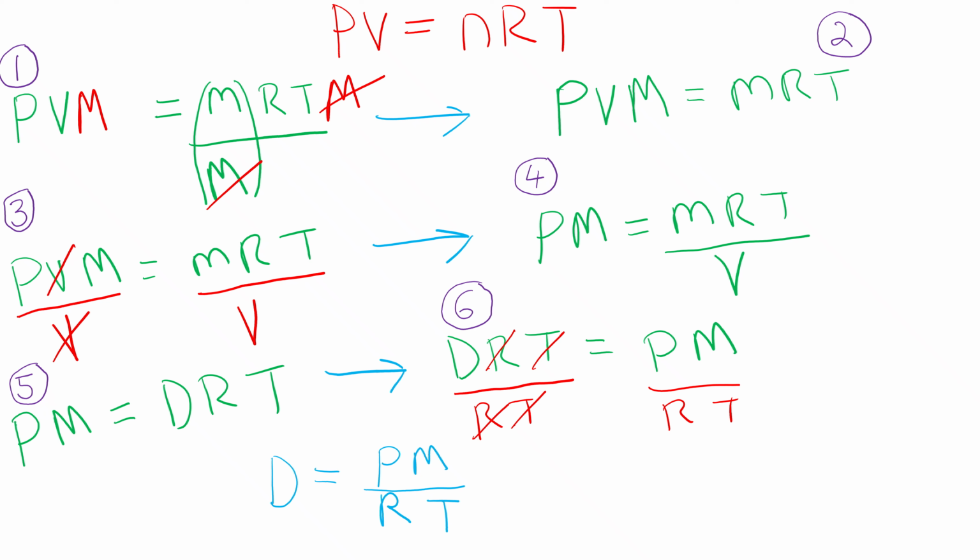So that leads us to the equation in blue, where density is on its own as the subject on the left-hand side of the equation, and it equals pressure multiplied by the molar mass divided by the ideal gas constant multiplied by the temperature. Let's now use the modified version of the equation to answer some questions on density.